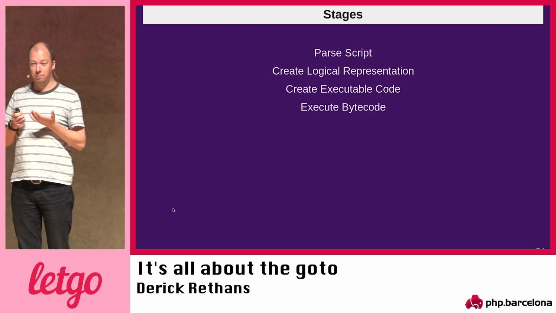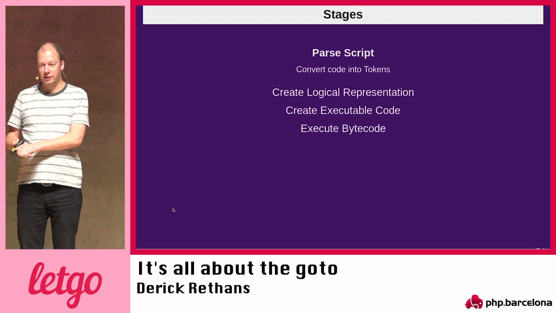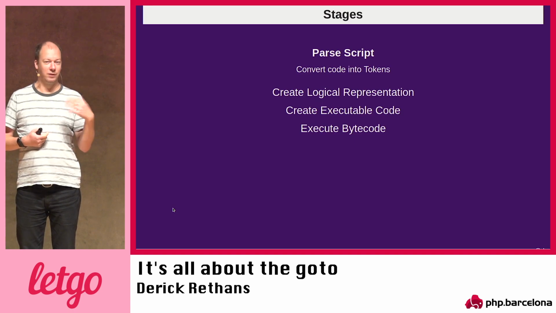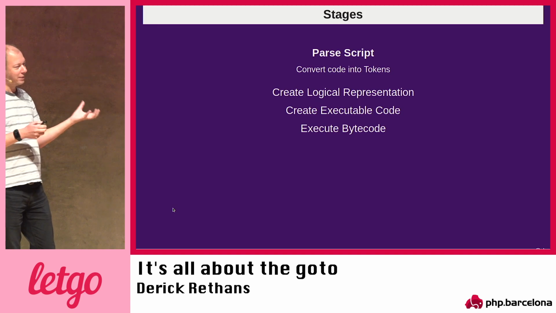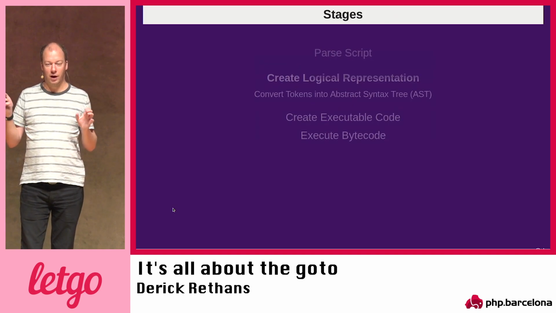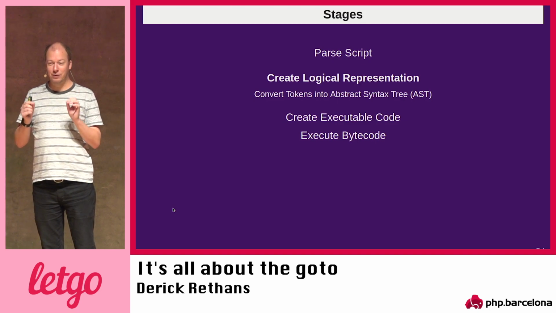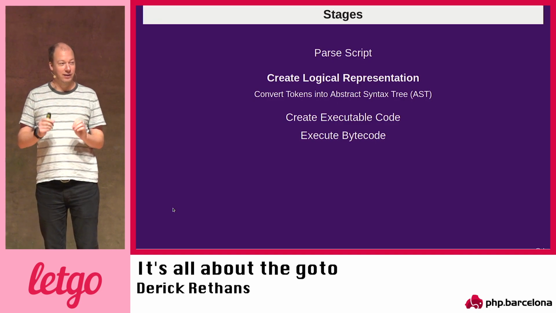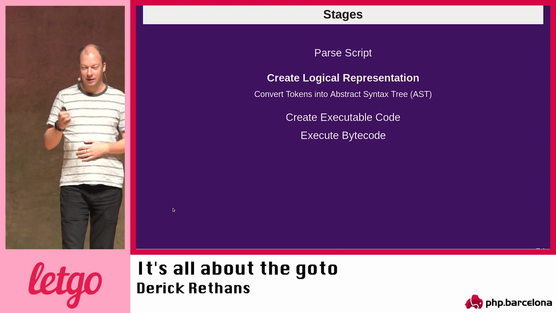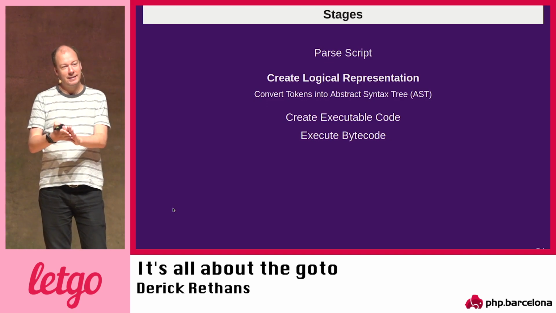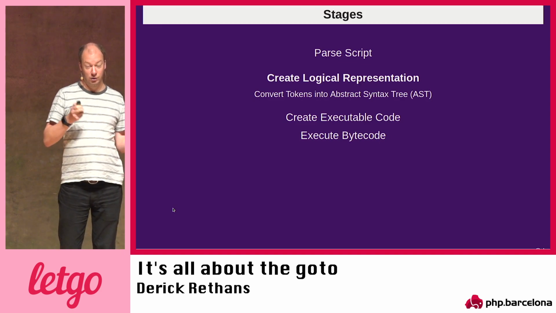First of all is to parse the script. This is a step where we convert your code that you've written into tokens. We'll have a look what these are soon enough. Then from this stream of tokens that comes out, we're going to turn that into an abstract syntax tree. That is a very difficult word to pronounce, so I'll call that AST from now on. This AST is then turned by the PHP engine into executable code.